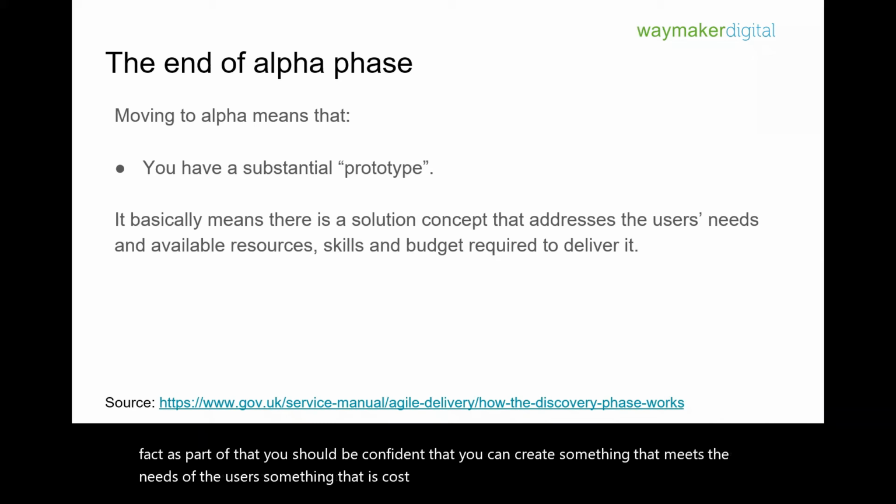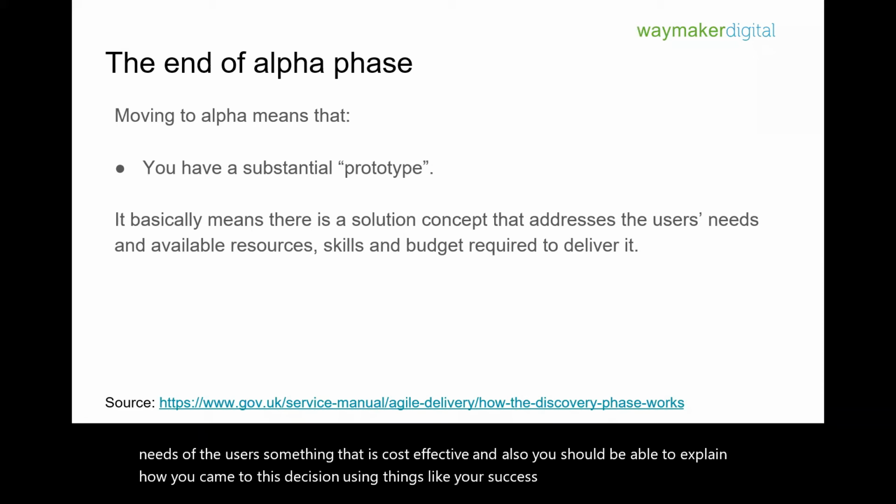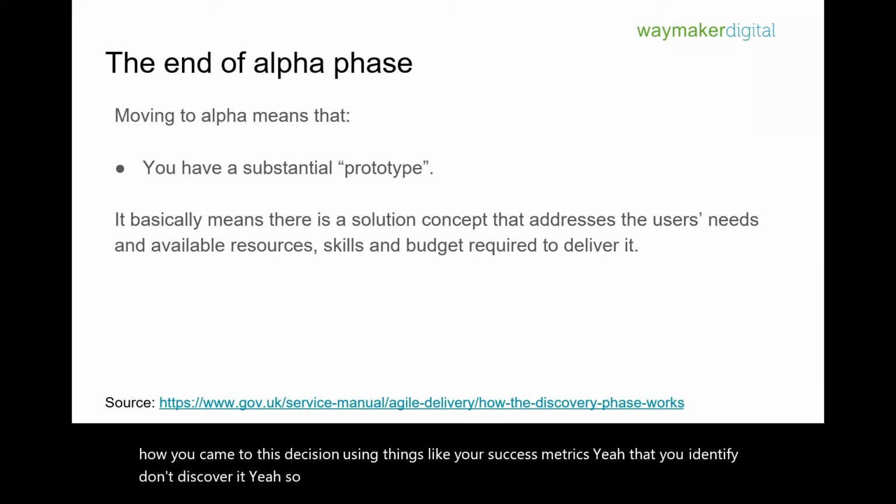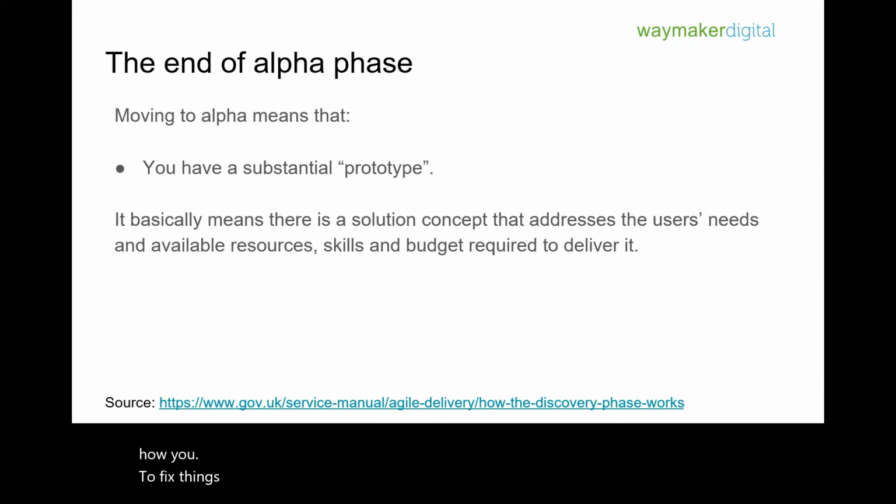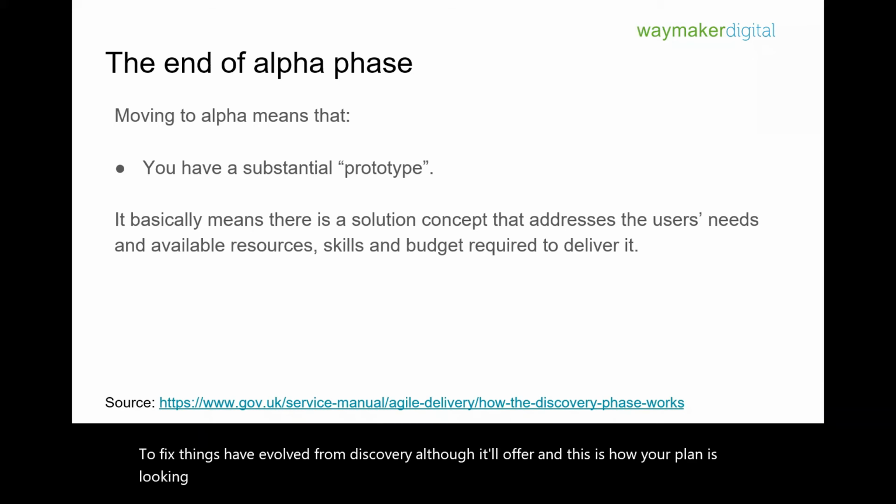And also you should be able to explain how you came to this decision using things like your success metrics that you identified during discovery. These are the things you should be able to tell your story from how things have evolved from discovery all the way to alpha, and this is how your plan is looking towards beta.